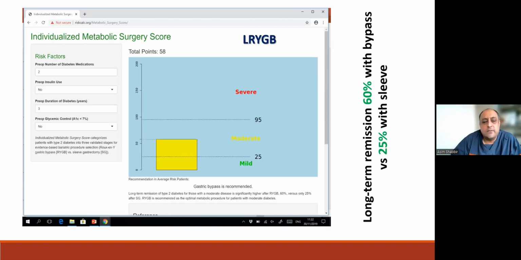So this is the Cleveland Clinic calculator that I have put here. And you can see when I enter patient details, number of medications, use of insulin, duration of diabetes, and what the control of glycemia was, the long-term remission will be 60% with bypass. Long-term is about 5 years, versus 25% with sleeve gastrectomy. So if your patient falls in this profile, are you really going to offer a sleeve or a bypass? If the patient is adamant to receive a sleeve, it's okay to do a sleeve, but they do need to understand that there is a difference in the outcomes.